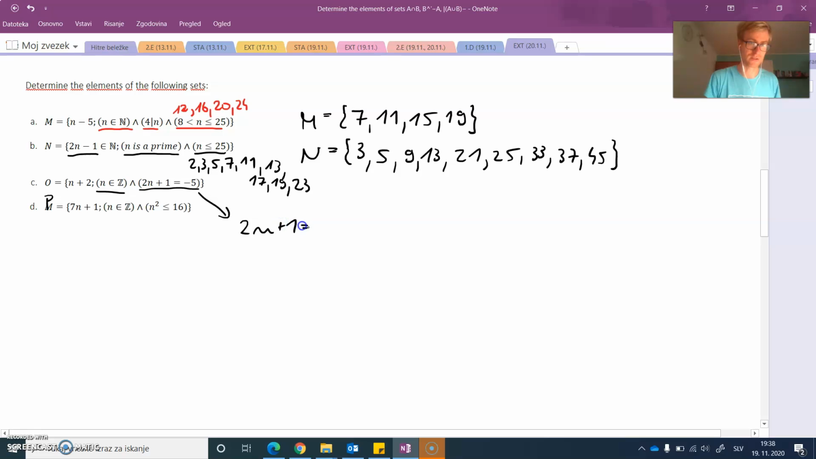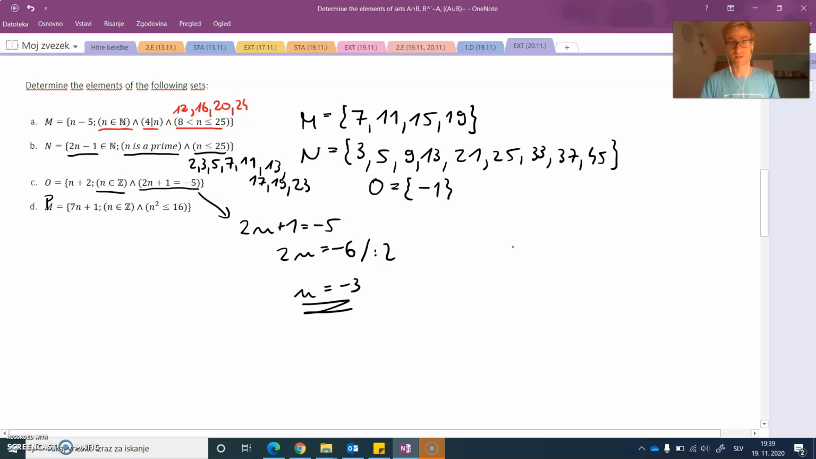Let's maybe first solve this equation here. I'm just going to put 1 on the other side and divide the whole thing by 2. I will get n is equal to minus 3. And now again, you see, this tells you not to take minus 3, but to add 2 to it. So you will add 2 to this one here, and you will get minus 1. And this is the only element of set O. O is called a singleton. That's a set with only one element in it.